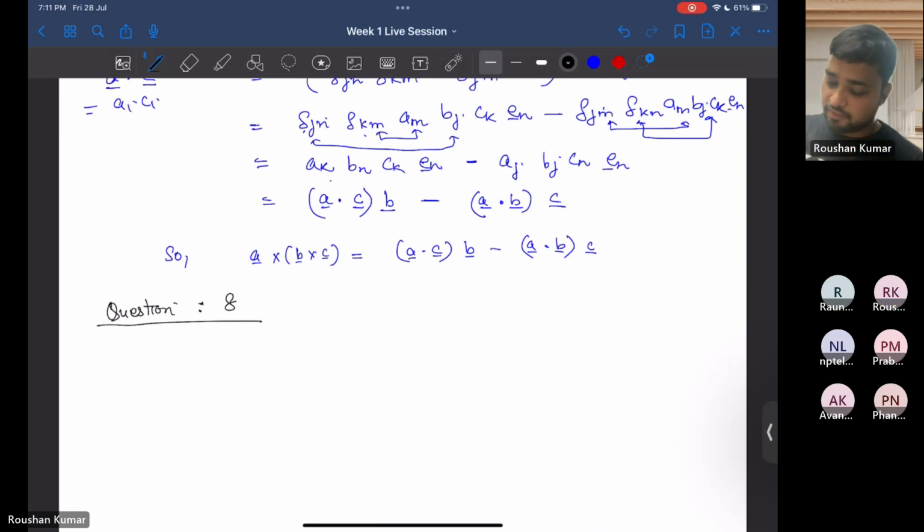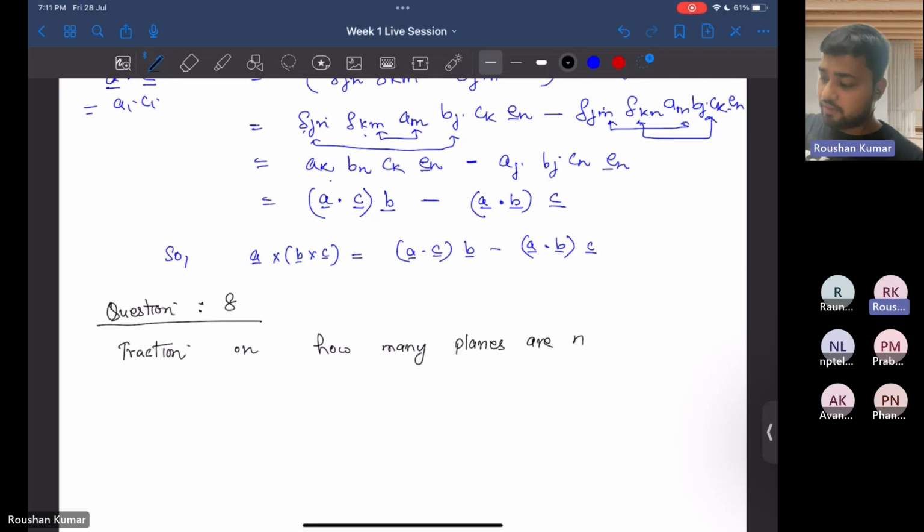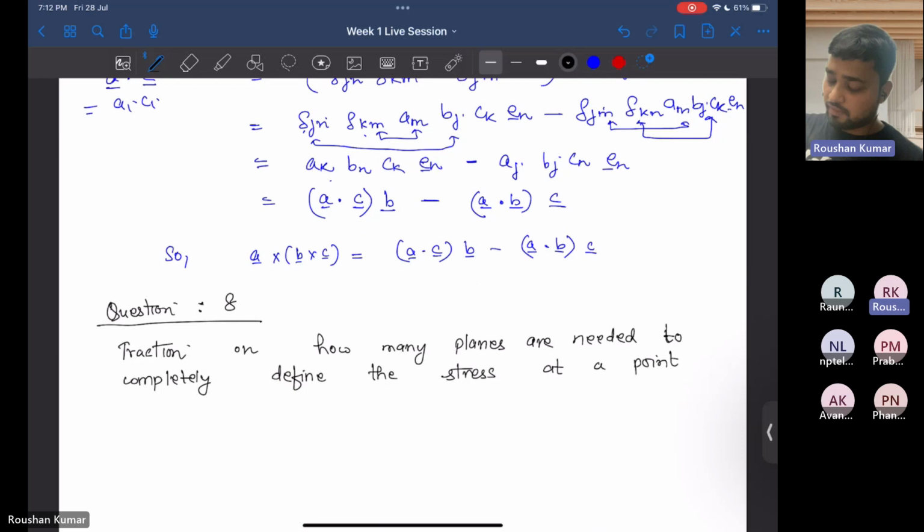So question number 8 is: traction on how many planes are needed to completely define the stress tensor at a point? So in this question we have options. The first option is 1, the second option is 2, the third option is 3, and the fourth option is none of these.